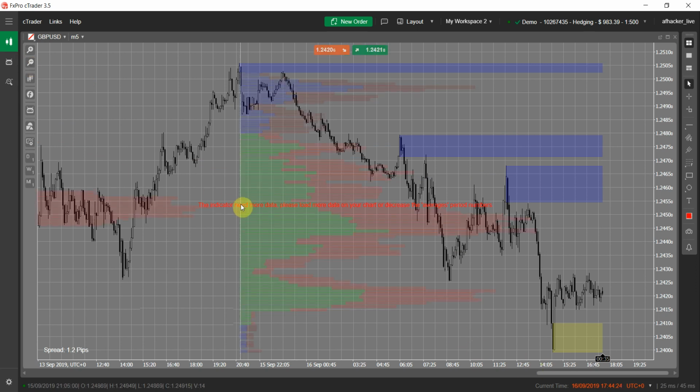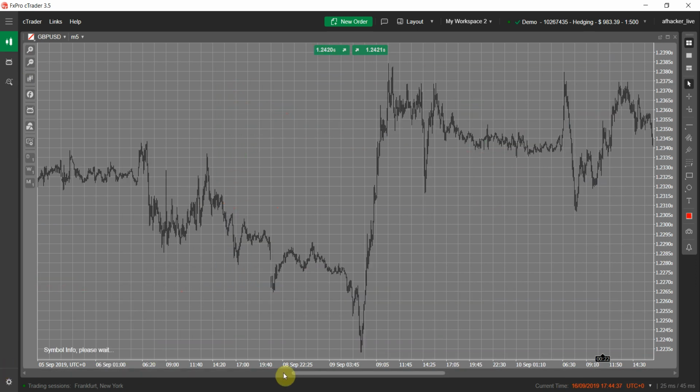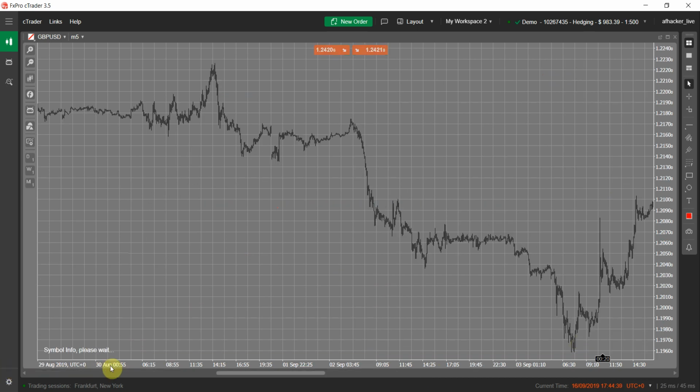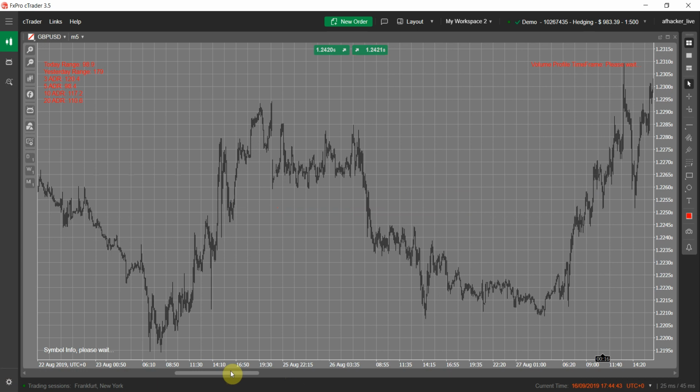Okay, this red line text is from the ADR indicator. It tells us that the amount of data on the chart is not enough for calculating the indicator data, so we have to load more data. You can move left and again left. I think it's enough. No, it's not enough. Is it enough? Yes, it's enough.